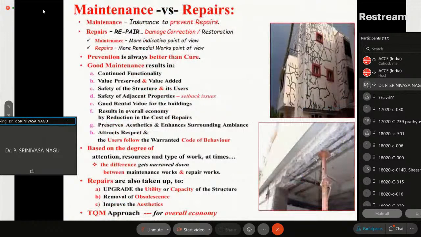Okay. Now, what is the difference between maintenance and repairs? Overlappingly, we will say, in fact, maintenance is you can take it as an insurance to prevent repairs. The word repair itself tells repair.